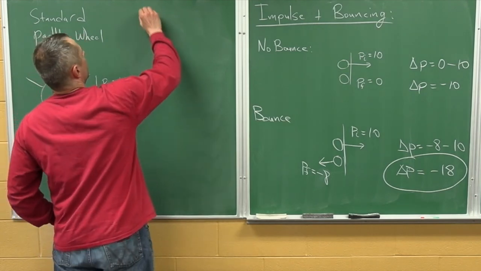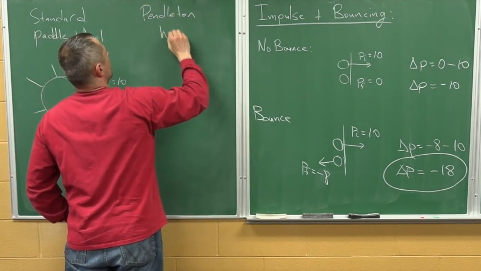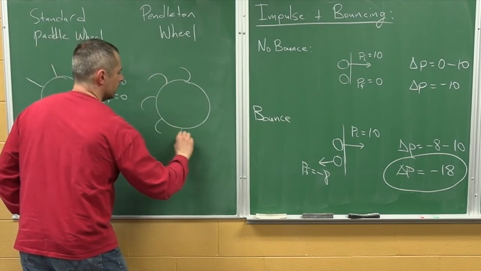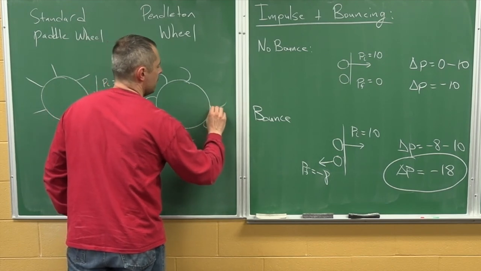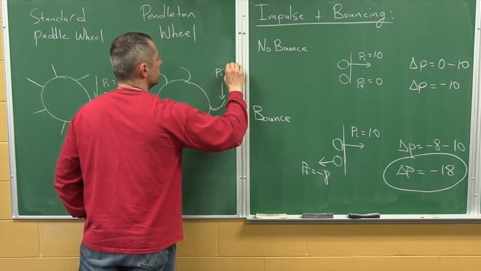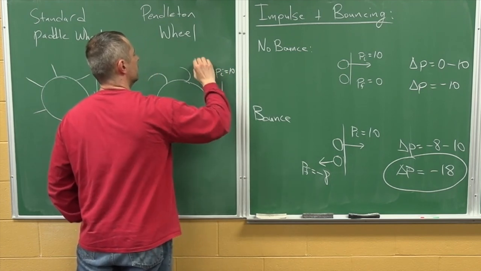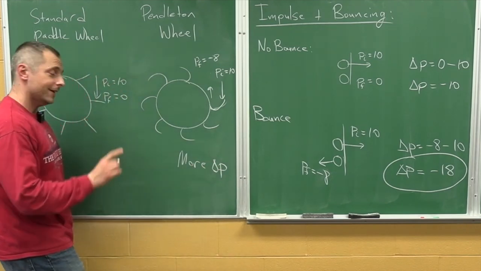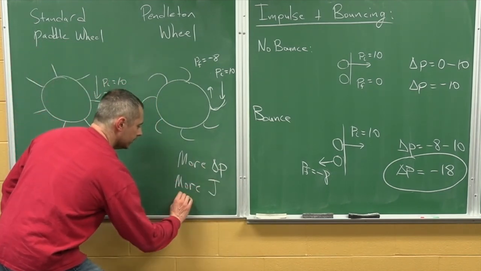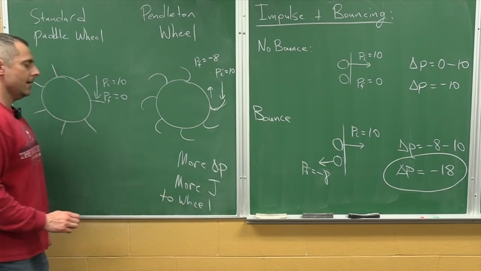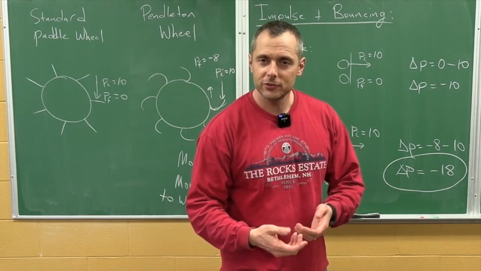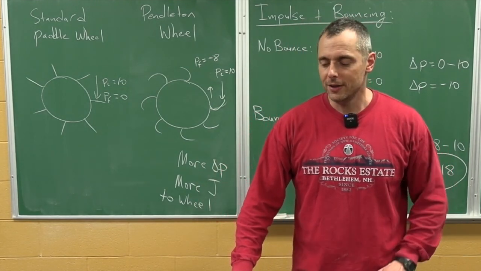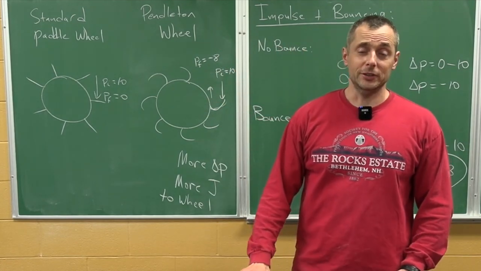There was a man named Pendleton who knew his physics, and he made the blades curve like this. And then what happened is when the water went down with P initial equals 10 and maybe bounced up with P final negative 8, there was more delta P to the water and therefore more impulse to the wheel. And that meant more logs cut in a certain amount of time, more grain ground, whatever the mill did, it was able to do more of it. And Pendleton, from this patent, made a fortune back in the day.